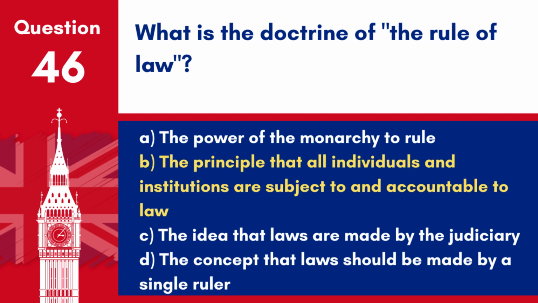Answer: B. The principle that all individuals and institutions are subject to and accountable to law. The rule of law is a fundamental principle of governance in which all persons, institutions, and entities, public and private, including the state itself, are accountable to laws that are publicly promulgated, equally enforced, and independently adjudicated.